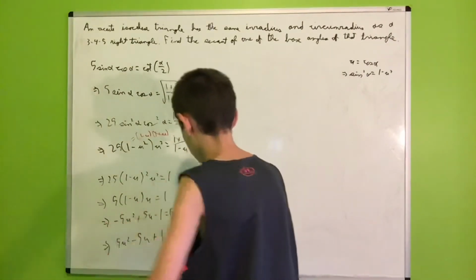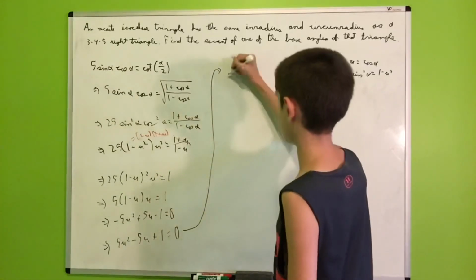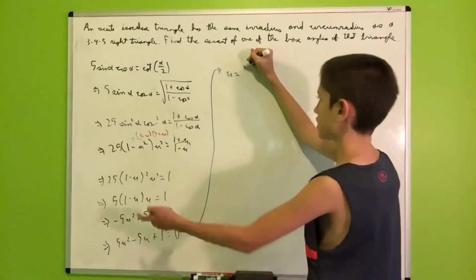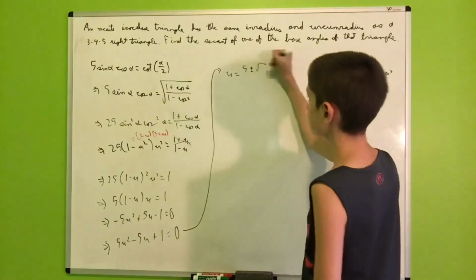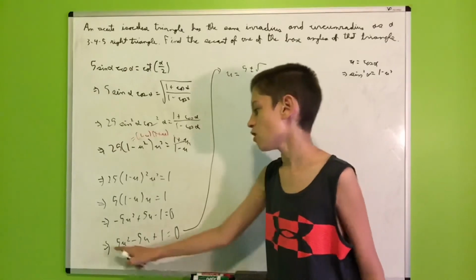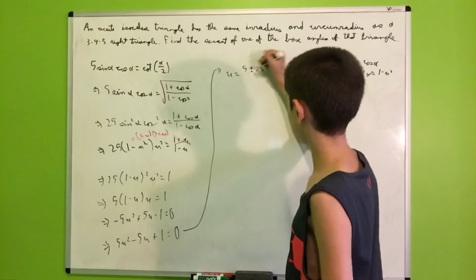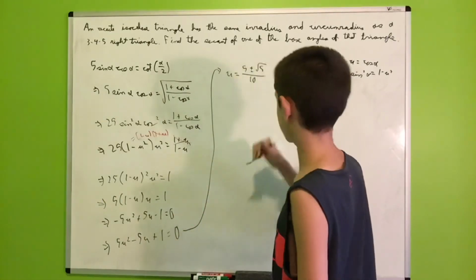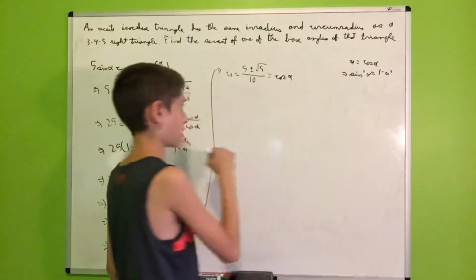So let us now solve that quadratic equation using the quadratic formula. So our u will be negative negative 5, which is 5, plus or minus the square root of, okay, so now let's do some mental arithmetic. Negative 5 squared is 25, 4 times 5 times 1 is 20, 25 minus 20 is 5. All of this divided by 2 times 5, which is 10. But now, this is our value for the cosine of alpha.